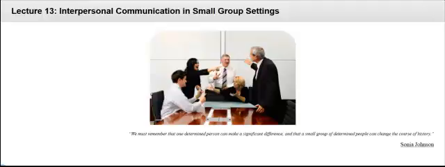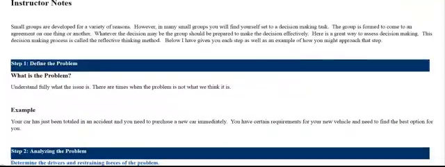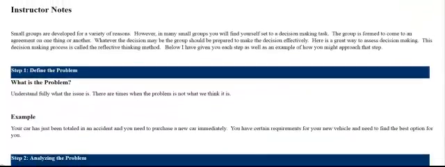But let's take a look at what we are evaluating today in terms of small groups. So here we are addressing small groups, and they are developed really for a variety of reasons. However, in many small groups, you're going to find yourself set to a decision-making task. Now, the group is formed to come to an agreement on one thing or another. So you usually make these groups because you have some kind of task, some kind of decision to make. And whatever the decision may be, the group should be prepared to make the decision effectively.